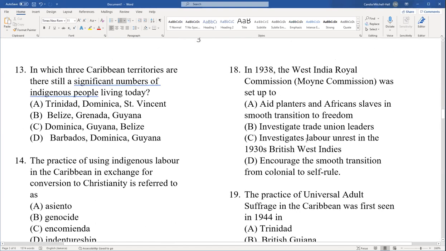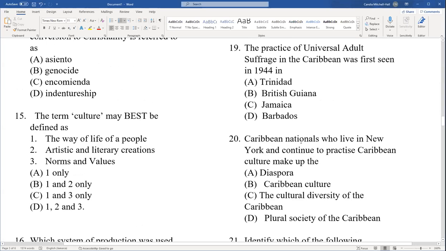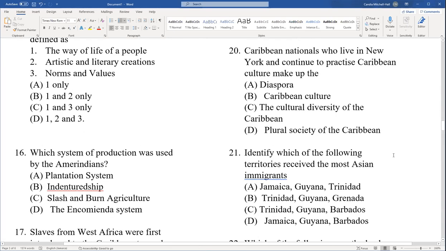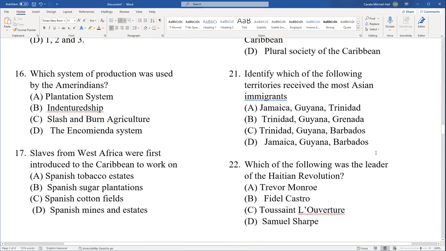18, go ahead for me, Jackson. In 1938, the West India Royal Commission, the Moyne Commission, was set up to investigate labor unrest in the 1930s British West Indies. Good. So the answer is C. 19. The practice of universal adult suffrage in the Caribbean was first seen in 1944 in Jamaica. Yes, in Jamaica. C again. 20. Caribbean nationals who live in New York and continue to practice Caribbean culture make up the diaspora. A. Excellent. Thank you very much, Jackson.